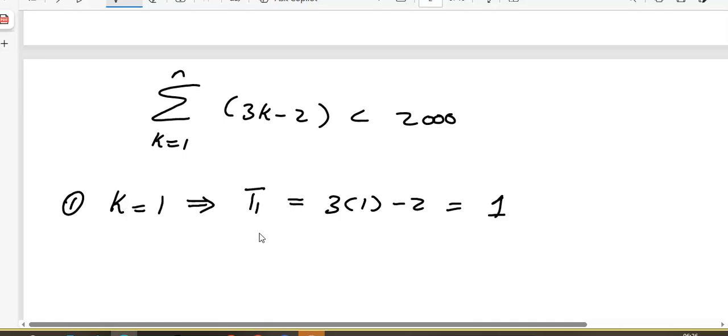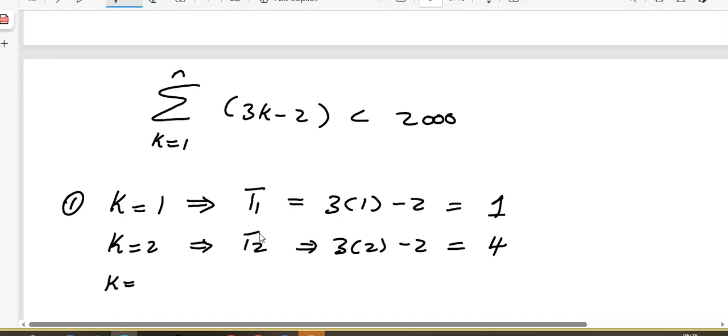So far, so good. We are looking for k is equal to 2, which will give us term number 2, meaning that where there's k, we put 2, minus 2, punch it on the calculator, you get 4. You do the same if k is equal to 3. This will give us term number 3, meaning that where there's k, we put 3. 3 times 3 is 9, minus 2, that will give us 7.